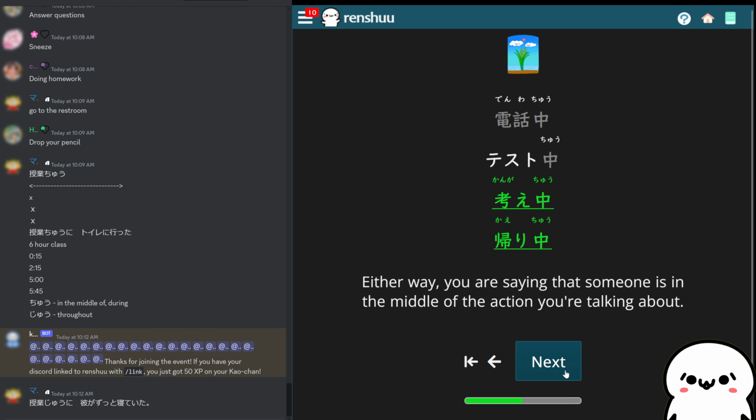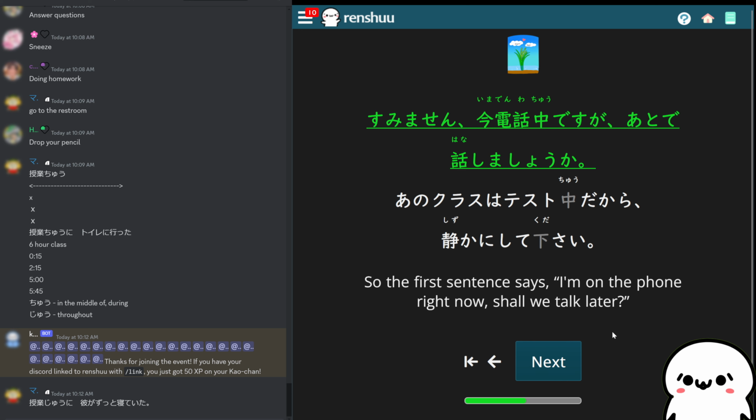So let's take a look at some examples, and you can see how this is used. Now, these typically come up as nouns. It's describing a situation. It's describing what you're currently doing.